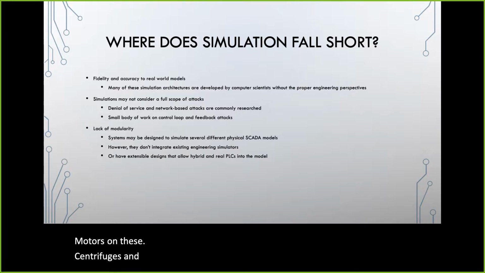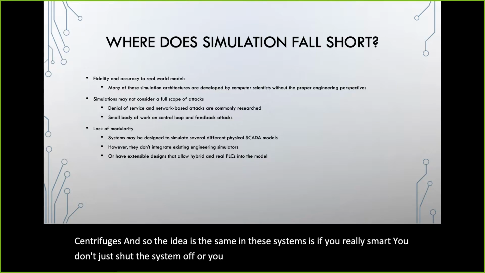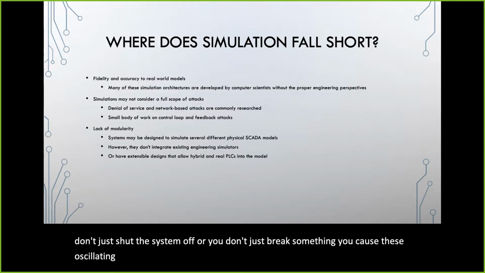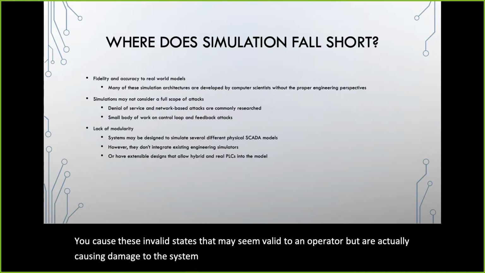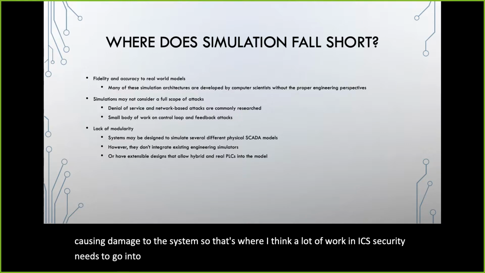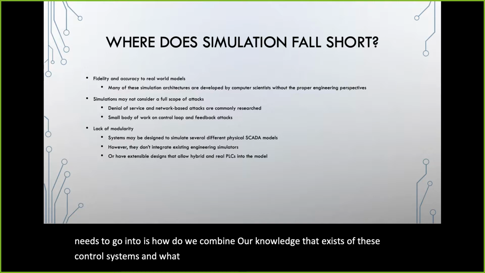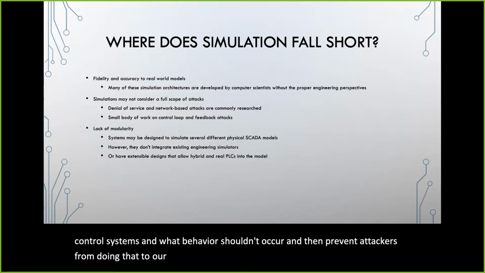And so the idea is the same in these systems. If you're really, really smart, you don't just shut the system off, or just break something. You cause these oscillating states, or these invalid states that may seem valid to an operator, but are actually causing damage to the system. So that's where I think a lot of work in ICS security needs to go: how do we combine our knowledge of these control systems and what behavior shouldn't occur, and then prevent attackers from doing that to our system. And that's where I talk about the modularity.